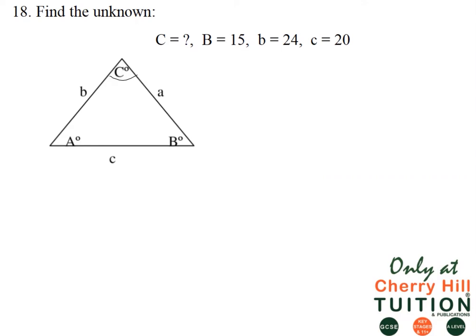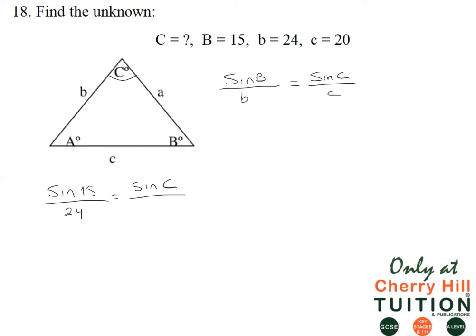And because this is just B's and C's, we don't need to use the full sine rule. We just need sine B over b is equal to sine C over c. And now all we need to do is plug our values in. So sine of big B, which is 15, over small b, which is 24, is equal to sine of big C, which we do not know what it is right now, and that's what we're trying to solve, over small c, which is 20. Okay?